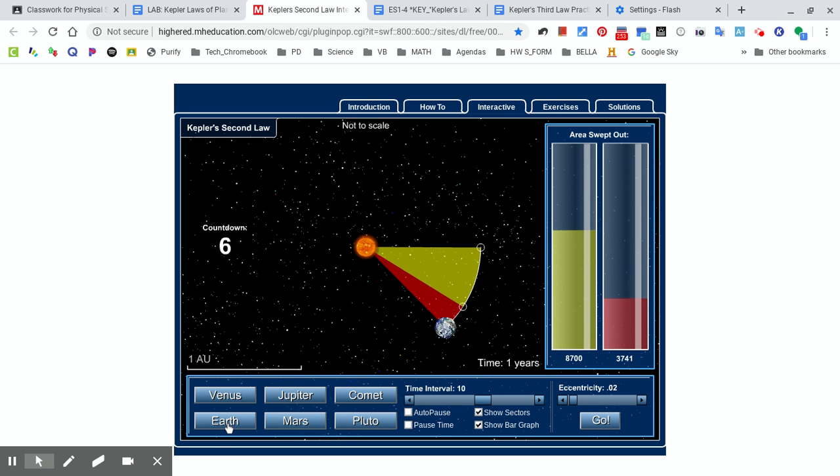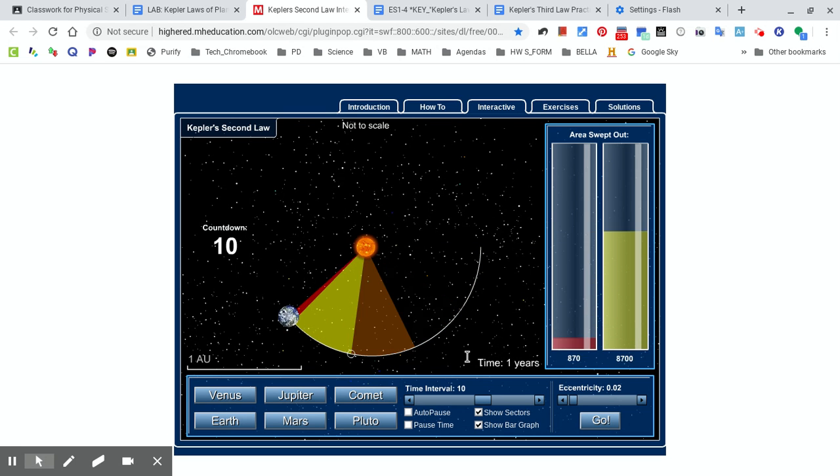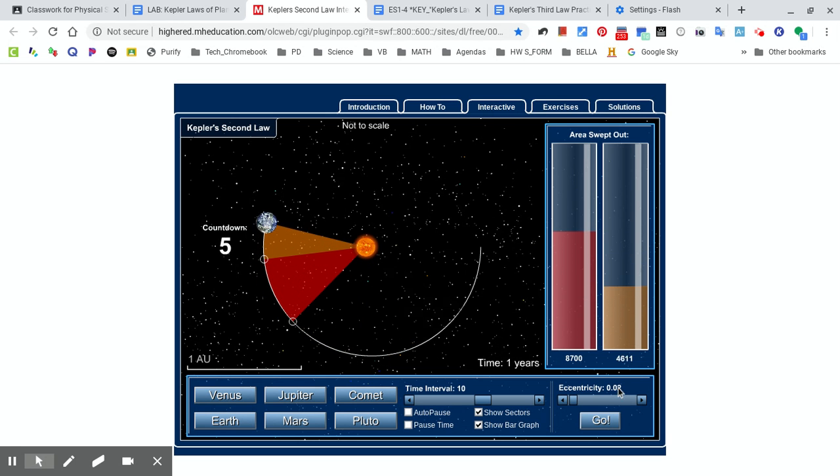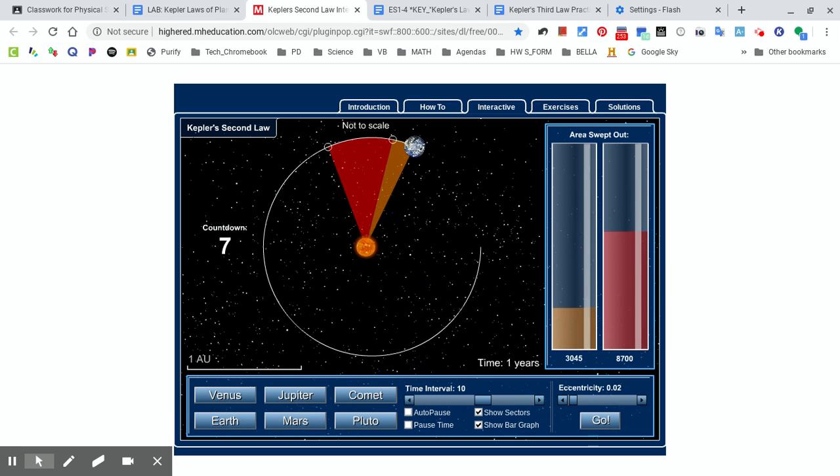We'll go to the Earth right now. So as it's going around, you can pay attention to the area swept out over here, 8,700. As it goes differently, you see 8,700. So you can keep looking. It's the same amount of area that's swept out. And on this one, the eccentricity is 0.02. So remember, if it's closer to 0, that is almost a perfect circle. And as it gets closer to 1, it's more eccentric or more flat.